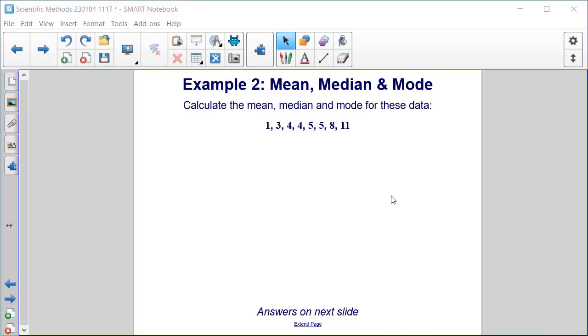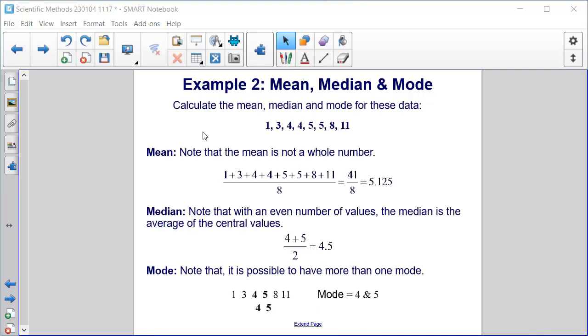Example 2, calculate the mean, median, and mode for these data. So the set of numbers 1, 3, 4, 4, 5, 5, 8, 11. Conveniently, they're in order from smallest to largest value. Let's find the mean, median, and mode. Okay, so to find the mean, we have to add up each of the values. 1 plus 3 plus 4 plus 4 plus 5 plus 5 plus 8 plus 11. We get 41. We divide by the total numbers in this set, which is 1, 2, 3, 4, 5, 6, 7, 8. So divide by 8. Get 5.125. Notice this is not a whole number.